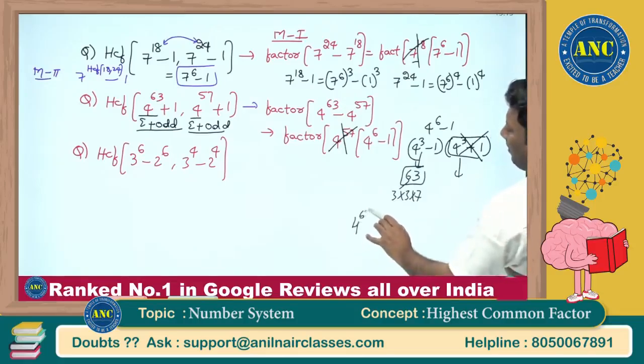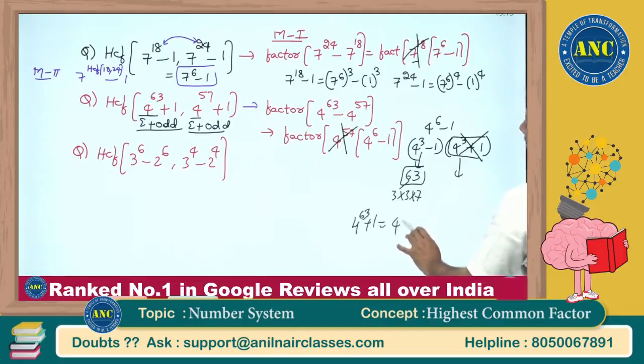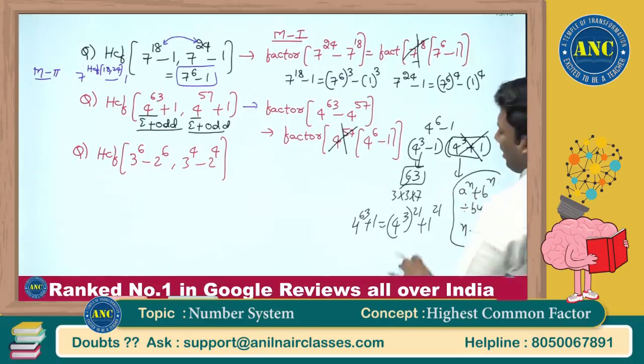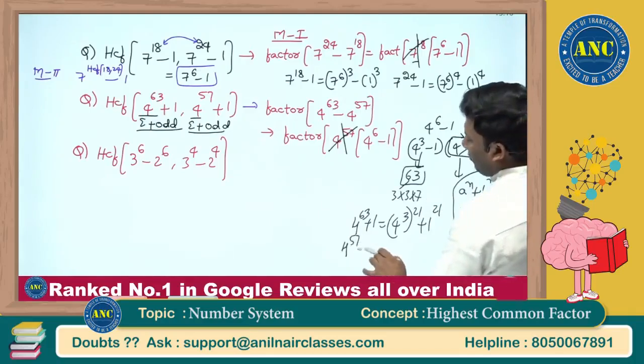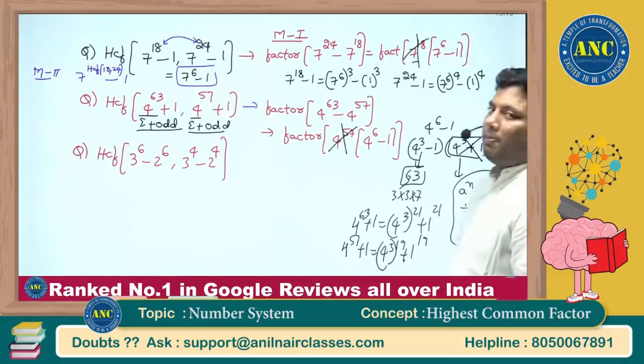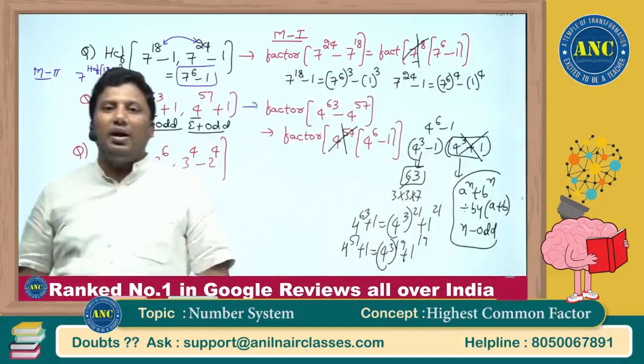Let us see. 4 power 63 plus 1 can be written as 4 cube power 21 plus 1 power 21. A power n plus B power n is always divisible by A plus B if n is an odd number. So the answer is 4 cube plus 1. Similarly, 4 power 57 plus 1 can also be written as 4 cube power 19 plus 1 power 19. A power n plus B power n is always divisible by A plus B.